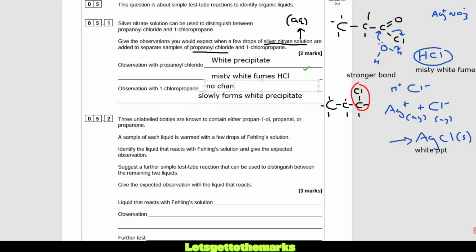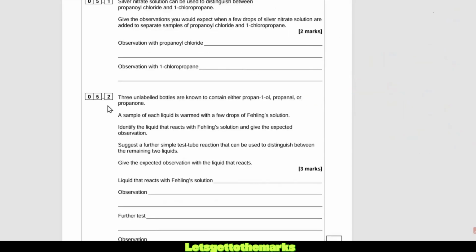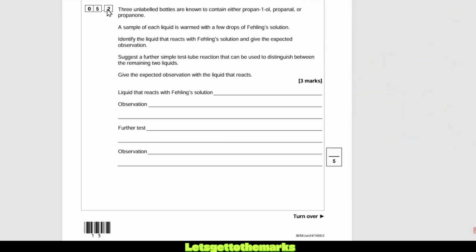So if it does form any sort of AgCl, it's going to be a slow formation of the white precipitate. I'd have to check the mark scheme, but you'd probably say it doesn't change at all. I wouldn't witness a change in a test tube reaction, or it slowly forms the white precipitate, with the key on the word slowly.